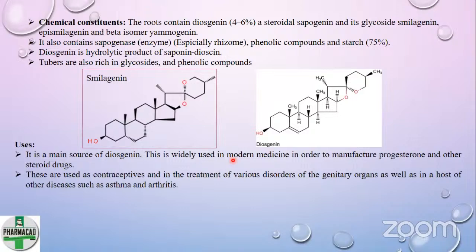Now, this is a main source of diosgenin, widely used in modern medicine in order to manufacture progesterone and other steroidal drugs. They are used as contraceptives and in treatment of various disorders of the genitourinary organs, as well as in a host of other diseases such as asthma and arthritis. Okay. Now, this is the structure of diosgenin and smilagenin.